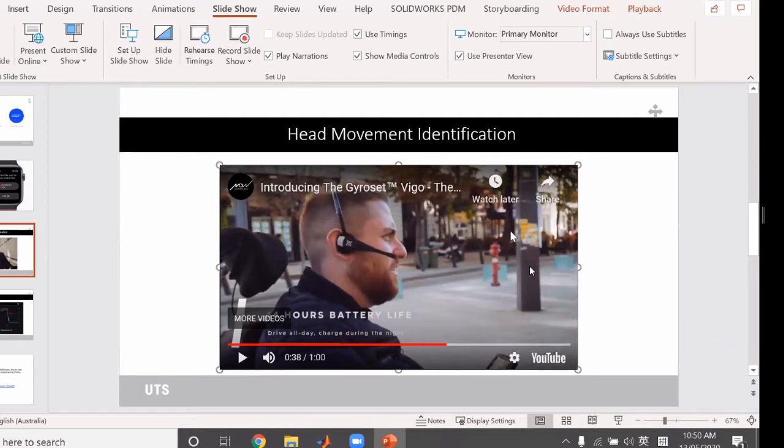So how does the wheelchair know the movement of your head? That's what we are doing in this project. So still, we use this little prototype to show you how we do this.